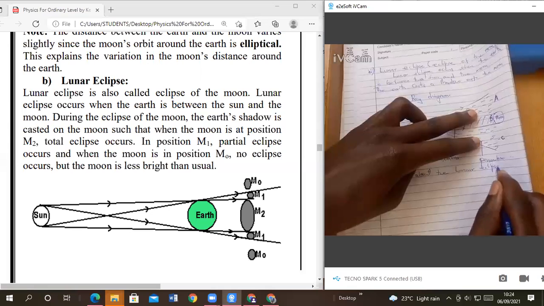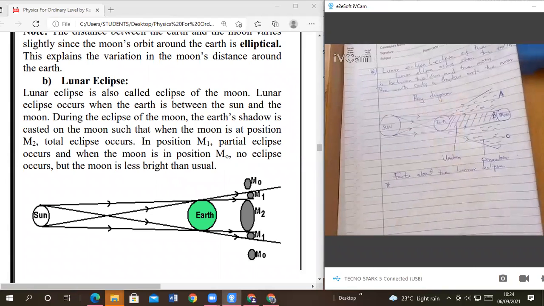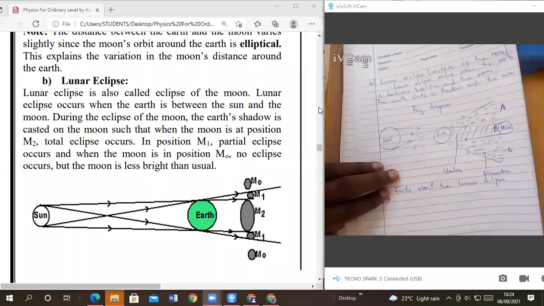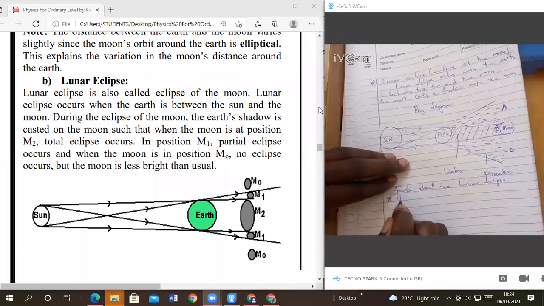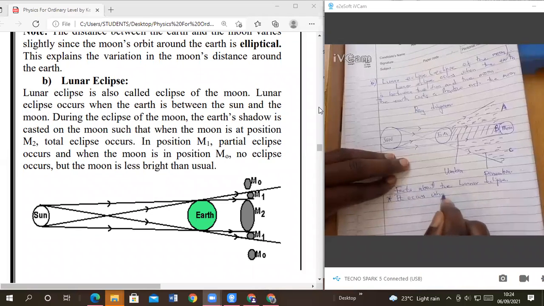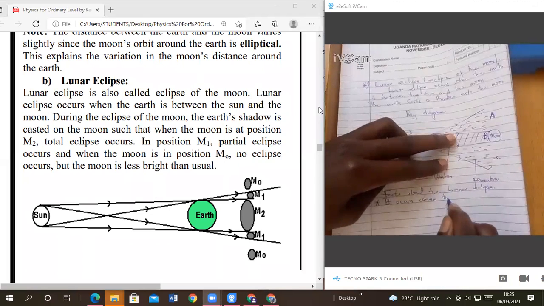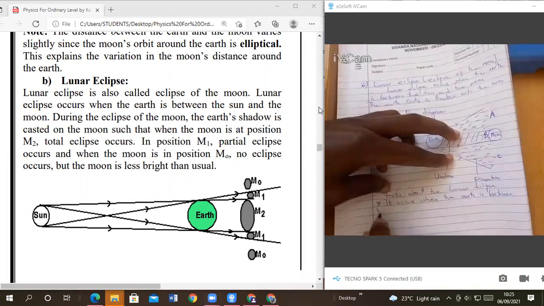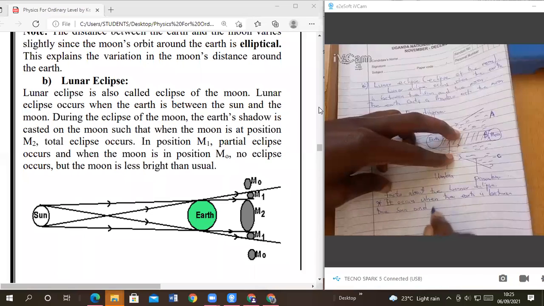Who can give us one of the facts that you have seen from this drawing? What is the condition for the lunar eclipse, or the eclipse of the moon, to be formed? Yes. The earth has to be in between the sun and the moon. It occurs when the earth is between the sun and the what? And the moon. Good.